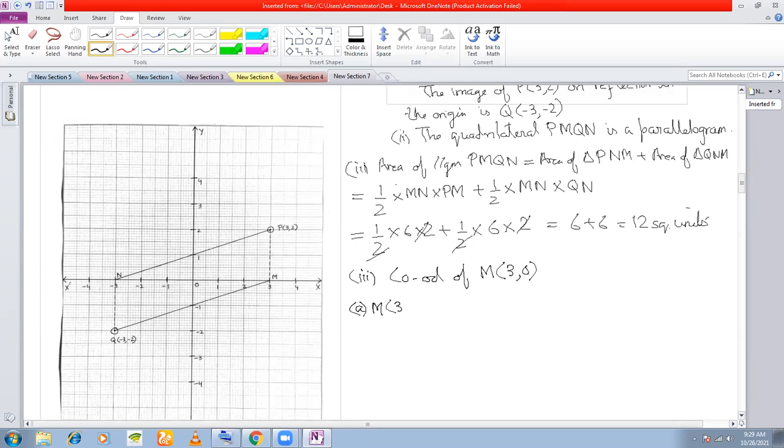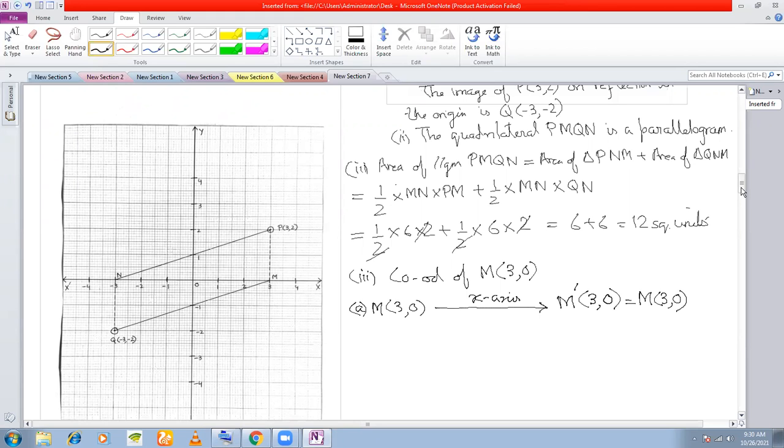First, M 3, 0, we want to reflect in the x-axis, the first part of the question. How do you reflect it in the x-axis? Say M dash is the image. When reflection in the x-axis, which coordinate changes? The x coordinate 3 remains the same. The sign of the y coordinate changes, right? So therefore, you get 3, 0, which is the same point.